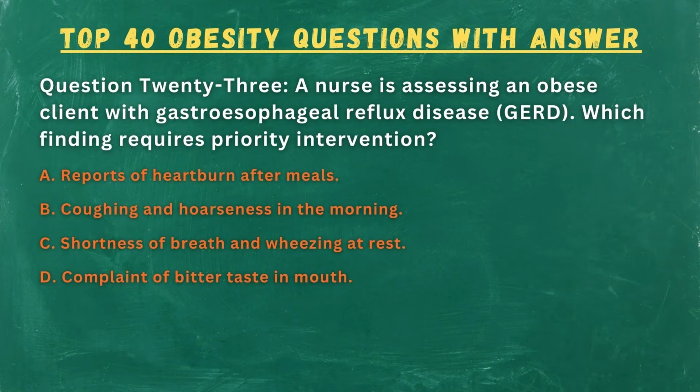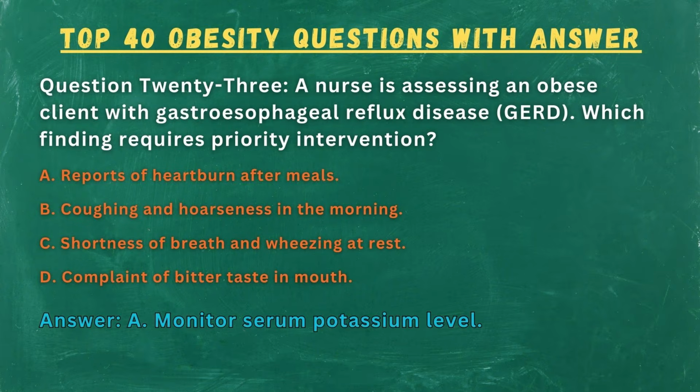Question 23. A nurse is assessing an obese client with gastroesophageal reflux disease, GERD. Which finding requires priority intervention? A. Reports of heartburn after meals. B. Coughing and hoarseness in the morning. C. Shortness of breath and wheezing at rest. D. Complaint of bitter taste in mouth. Answer: C. Shortness of breath and wheezing at rest.